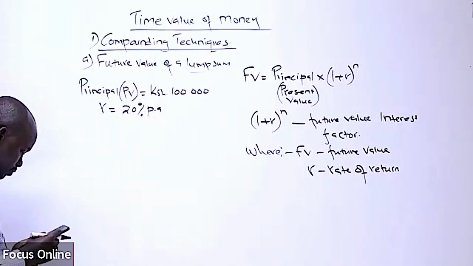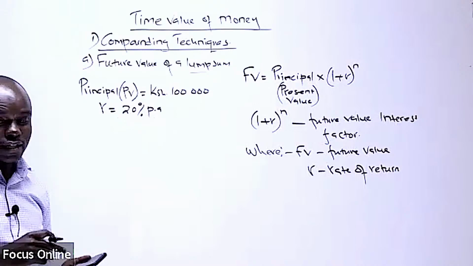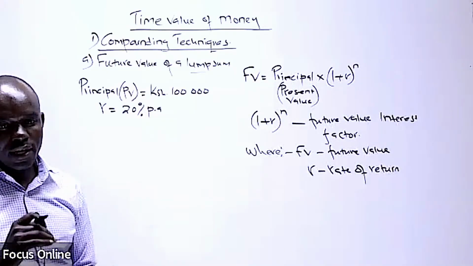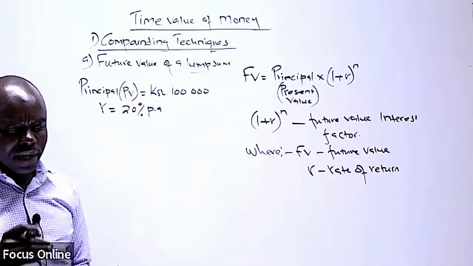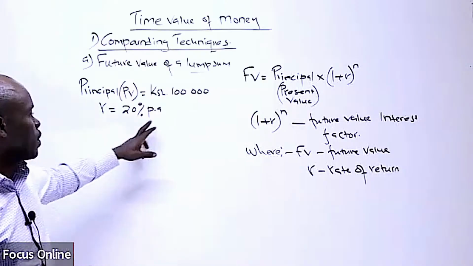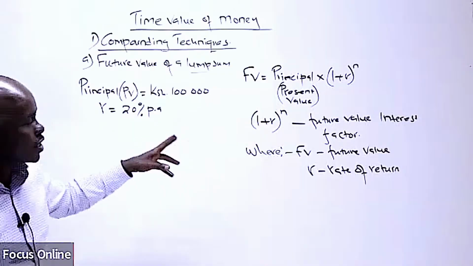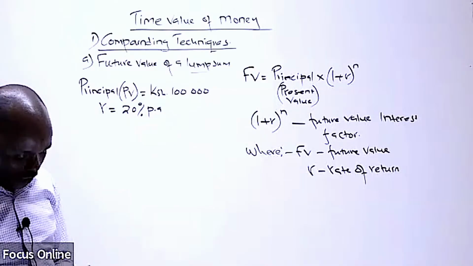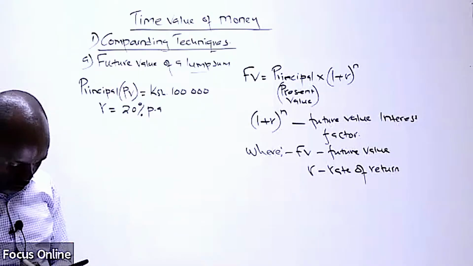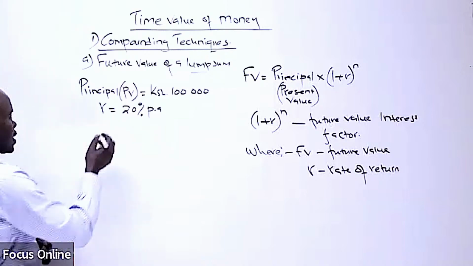This per annum is very important. It is not given here, but when you get a rate of return where the period, whether per annum, per month, or semi-annually, is not stated, the standard measure is per annum. So unless it is specified like semi-annually, you should take it as a per annum rate. So it is 20% per annum, compounded annually. Determine the future value of the investment after 3 years.